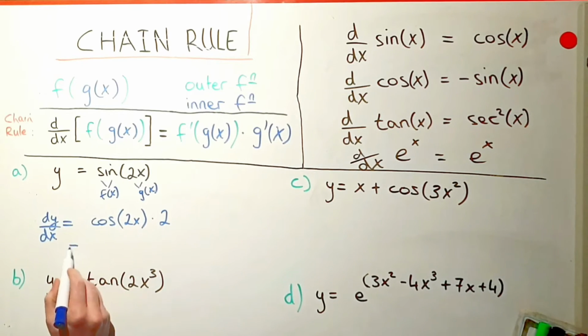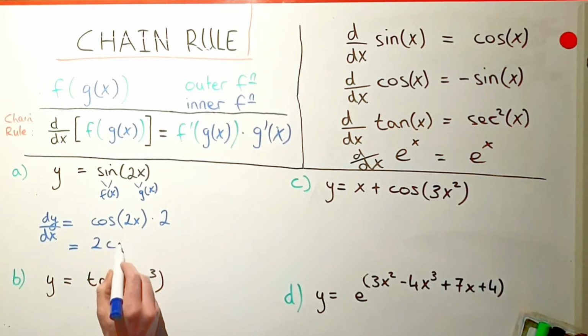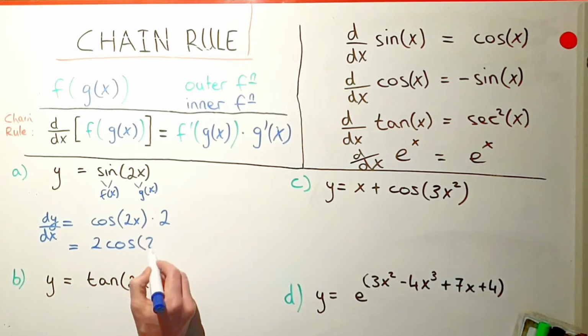And by convention, you bring the numeric part to the front as the coefficient. So that would just be 2 cosine 2x. So dy/dx is 2 cosine 2x. That's the first example finished.